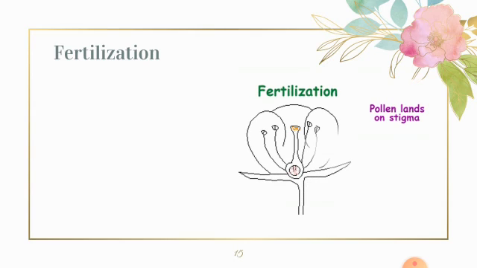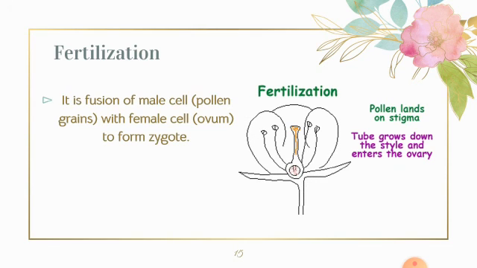The second step in sexual reproduction is fertilization, which means fusion of male gamete with female gamete to form zygote.